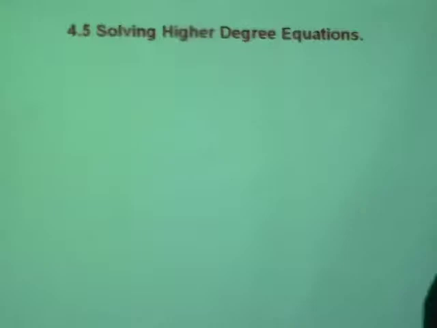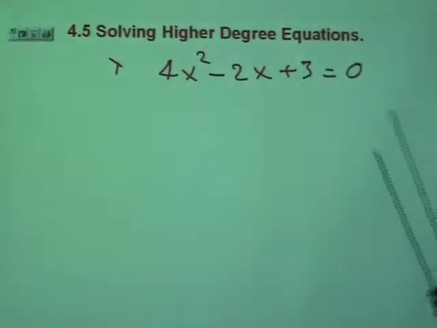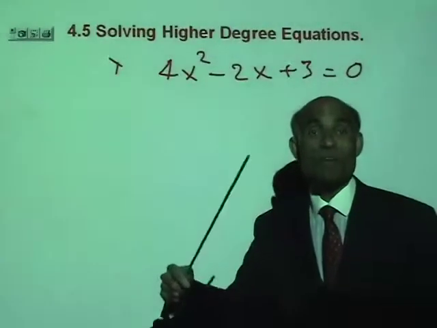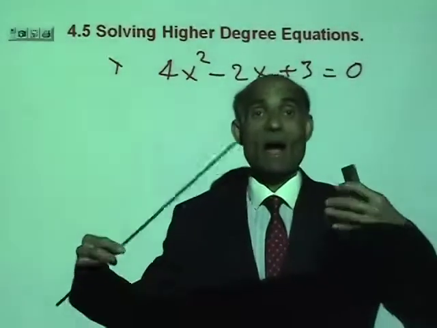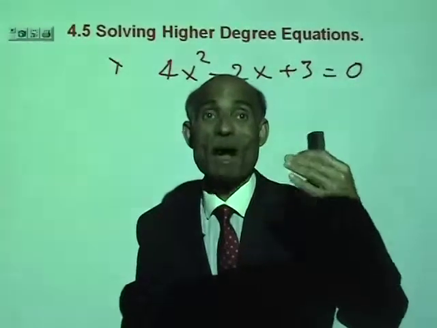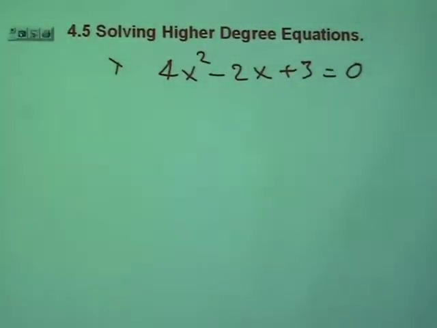For example, you have an equation like this: 4x squared minus 2x plus 3 equal to 0. This is a second degree equation. We will now use the method of factoring to solve equations of this form, higher degree equations, equations that contain higher powers of the variables. Well, let's see what that method is.